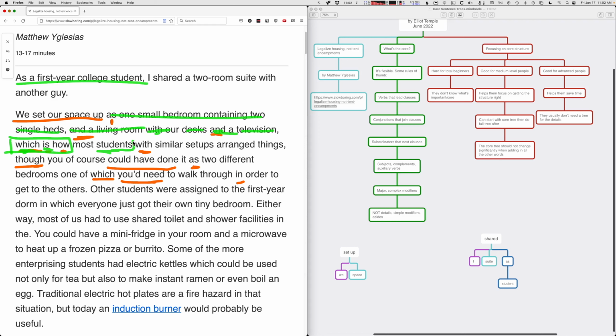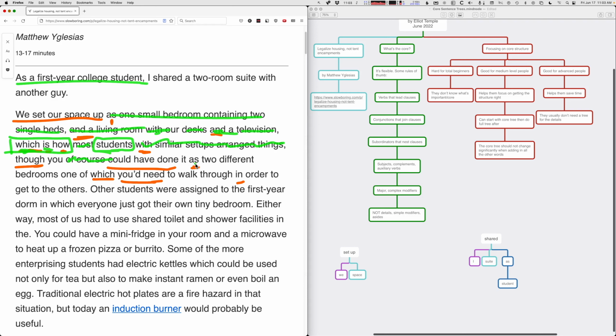We're going to need students as well. Then we have "with similar setups arranged things." Oh, that's modifying. Okay. So this is a modifier that tells us the type of students. We don't need the most. That's the detail. Okay, though you, of course, could have done it. So we don't need the "of course." That is an interjection, minor detail. Anyway, so we have the "though you could have done it."